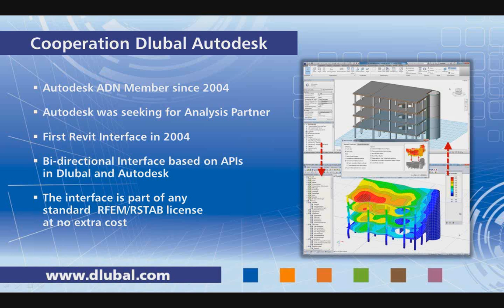In 2004, Autodesk asked us if we would be interested in developing a seamless interface to a new product called Revit Structures. We were excited about this and right away agreed that we would cooperate. In the same year, we created the first version of the interface. It is a bidirectional interface based on APIs. We are not using any file for the exchange. Both applications, RFEM and Revit Structure, communicate directly.